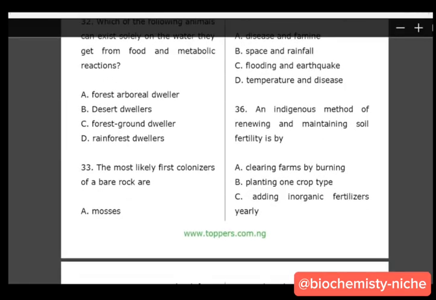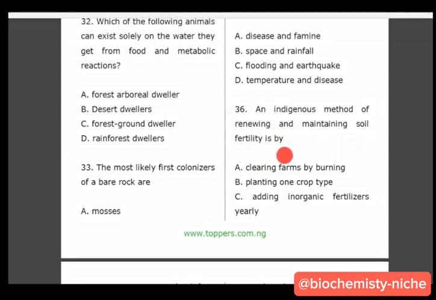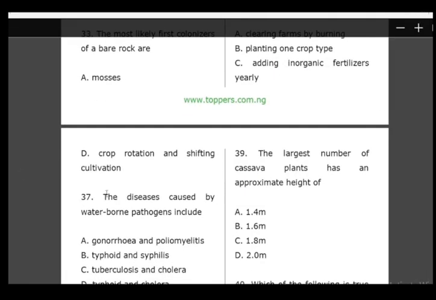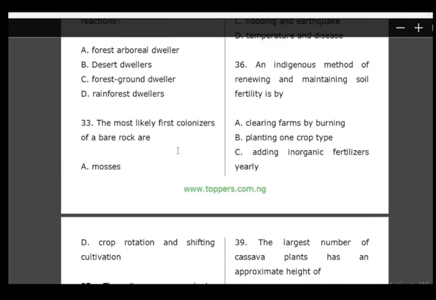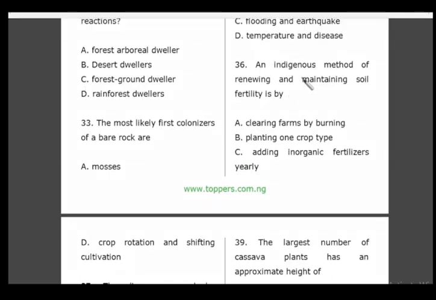An indigenous method of renewing and maintaining soil fertility is by A. Clearing farms by burning, B. Planting one crop type, C. Adding inorganic fertilizers yearly, and then option D there says crop rotation and shifting cultivation. Now when we look at this particular question, it is asking us for indigenous farming practice. You can see it, indigenous there, meaning that we are talking about olden or ancient farming practice.